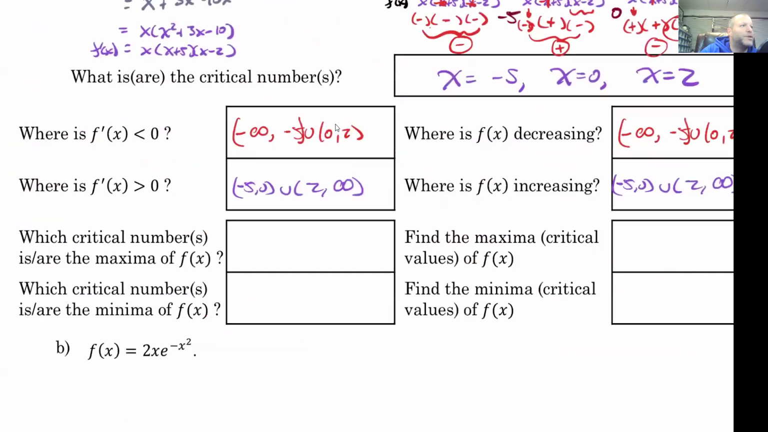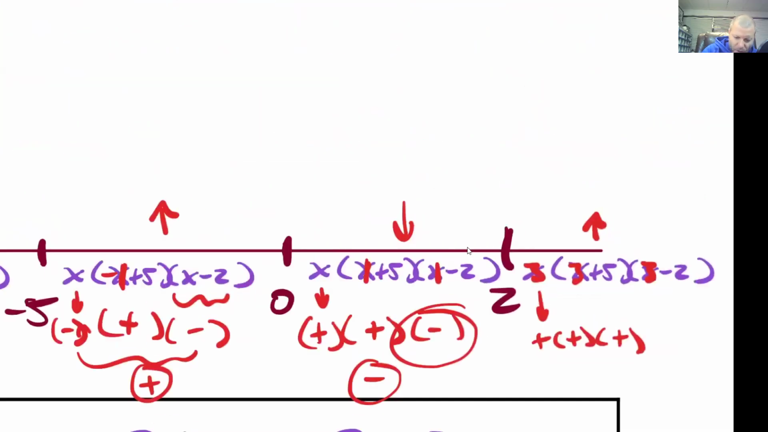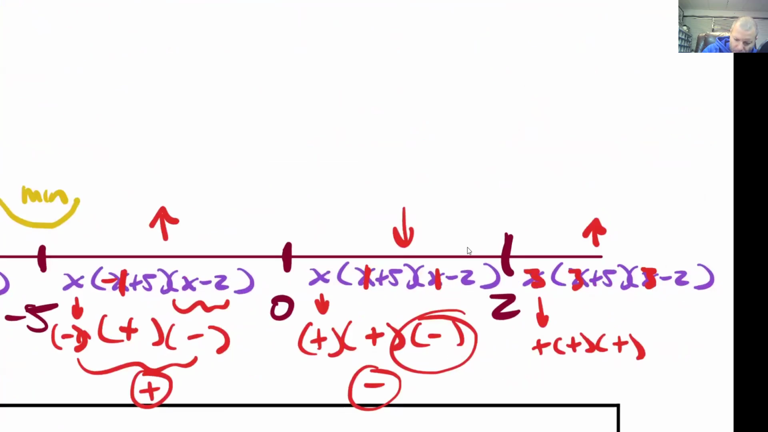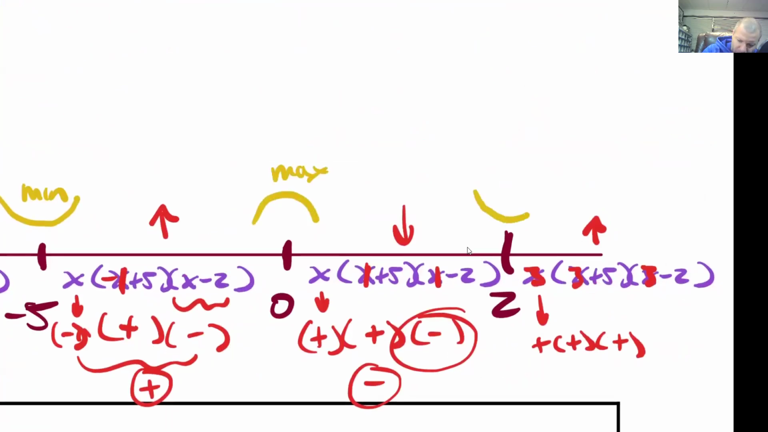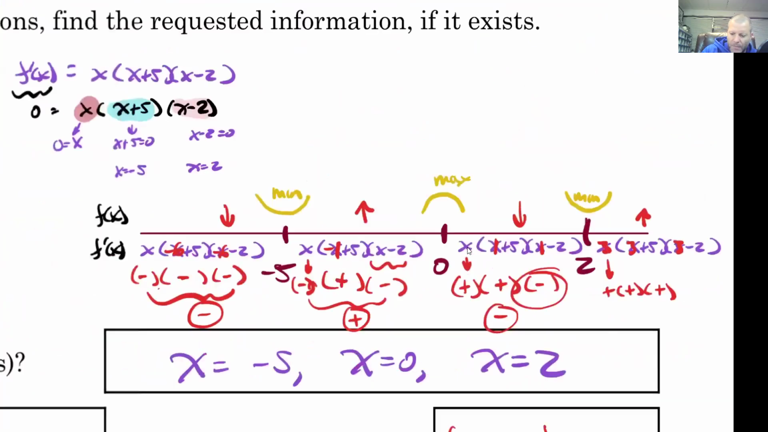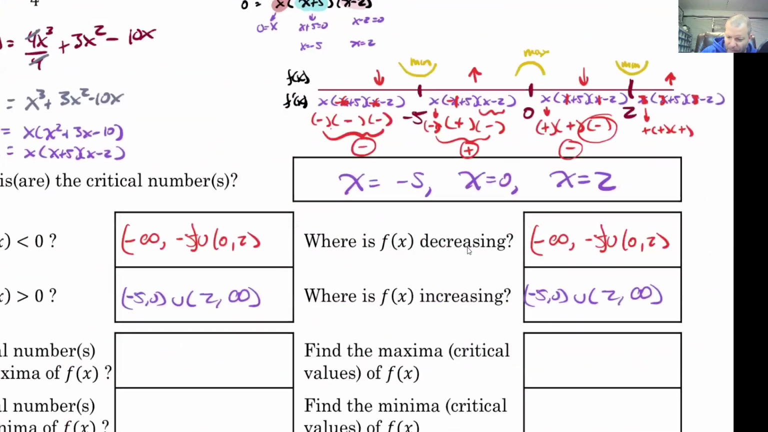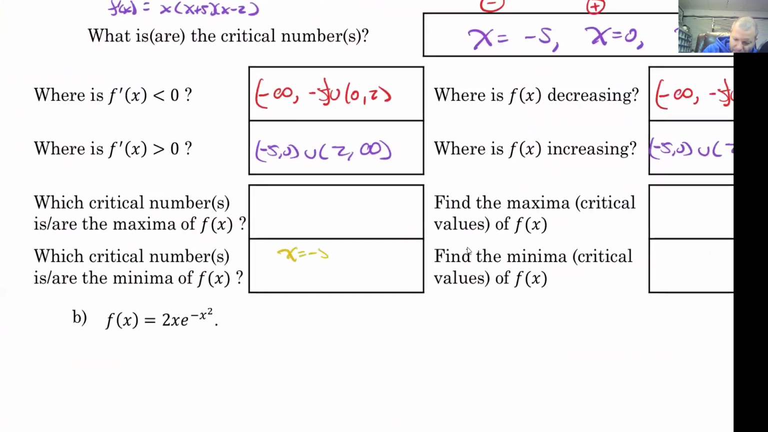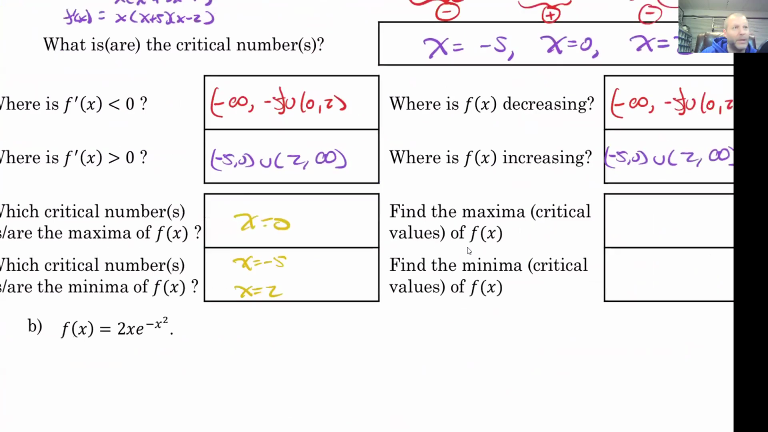All right, so we want to find the critical numbers, our maxima. So let's see. So if we look at our function, we're going down, then up. So this is a min. We're going up, then down. So this is a max. We're going down and up. We're decreasing, then increasing. That's a min. And so we know that negative 5 and 2 are our minima. So x equals negative 5, x equals 2, x equals 0 was our only max.